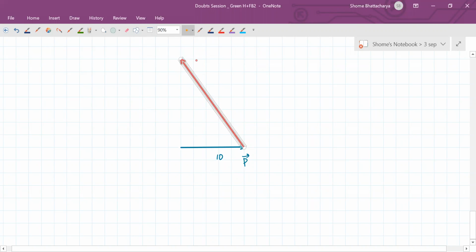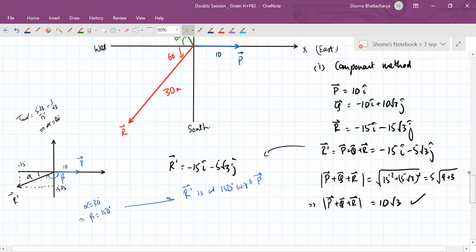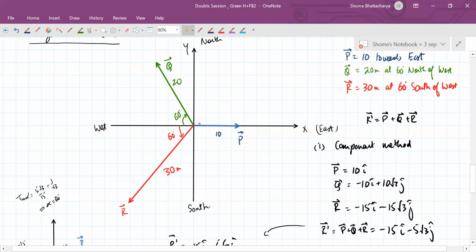The vector Q will be somewhere here, like this. It will be 20 units. It will be such that this angle is 120 degrees, because that's the angle between P and Q. If you go back to this diagram, you'll understand the angle between P and Q was this one. It was 120 degrees. Okay. Similarly, the angle between Q and R, this whole angle here, is also 120 degrees. So we'll make use of that.